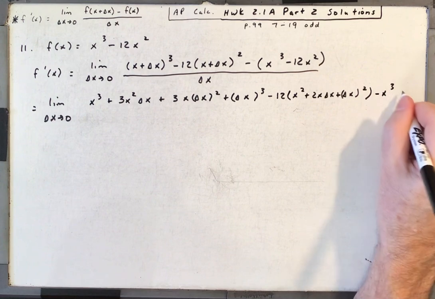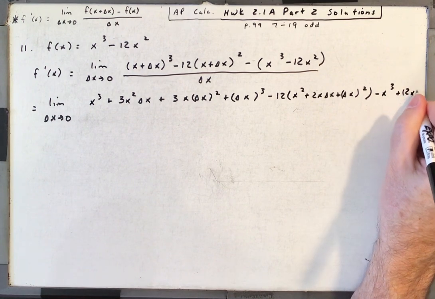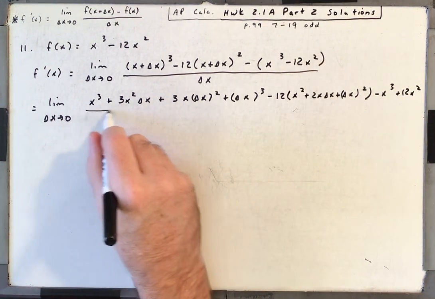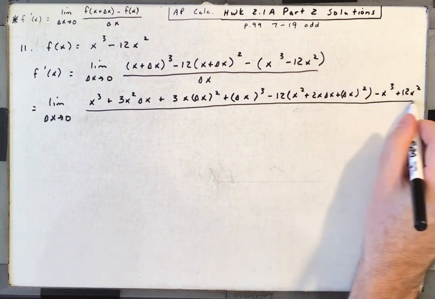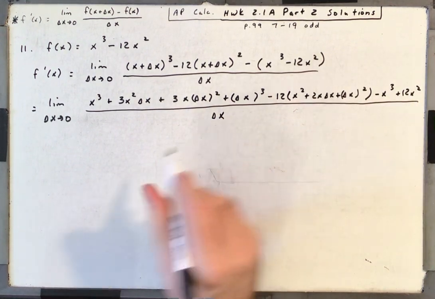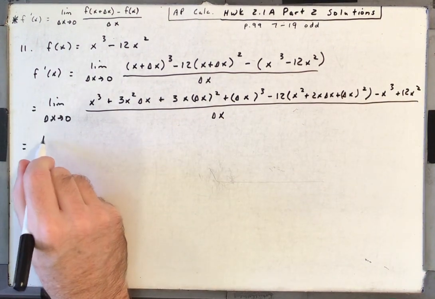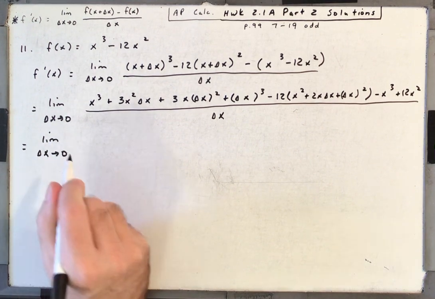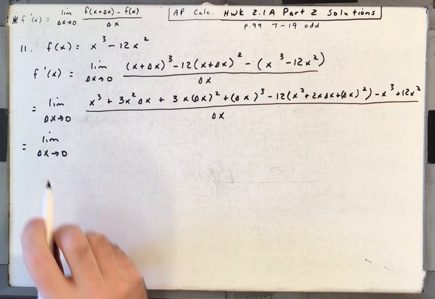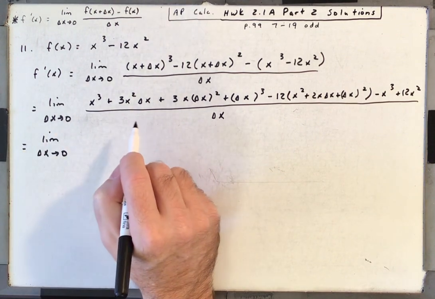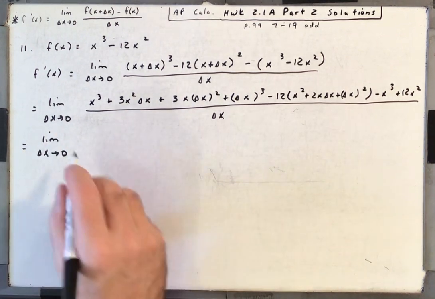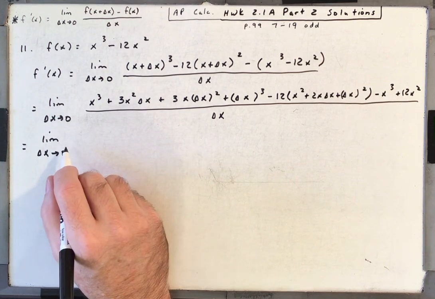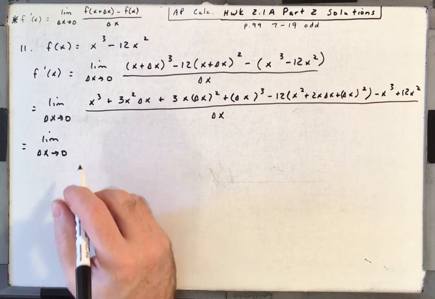Minus x cubed plus 12x squared all over delta x. All right, these aren't for the faint of heart. A lot of the math students I've had that aren't really into math get mad during this part. Okay, don't let that be you. Tough it out. It's not so bad.